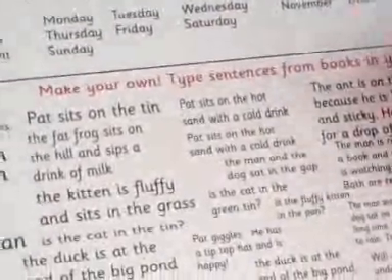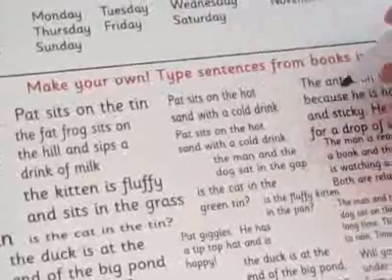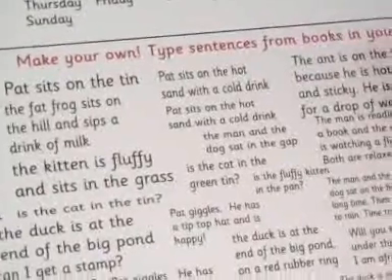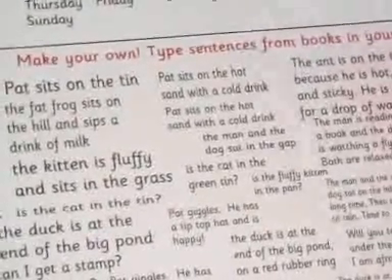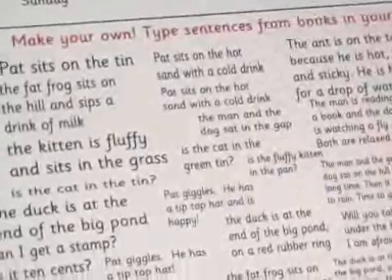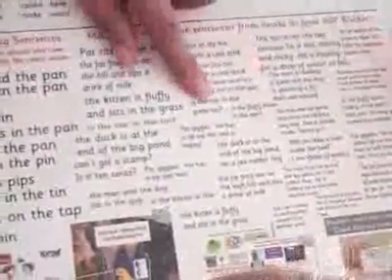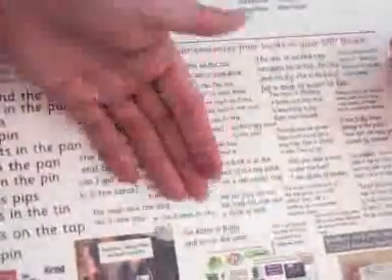Okay, so start here. So I'm going to give you 10 seconds. You've got to read it as quickly as you can, as many sentences as you can. Go. Pat sits on the hot sand with a cold drink. The man and the dog sat in the gap. Is the cat in the green tin? It is the fluffy kitten in the pen. Pat giggles. He has a tip-top hat and is happy. Stop! Fantastic. And you might even, when you've done a whole sentence, you might have crossed them out so that somebody could see. So the next day you would know to go even further and further.